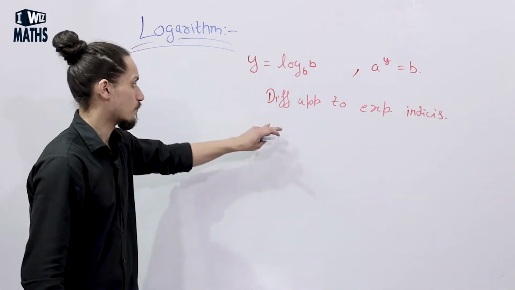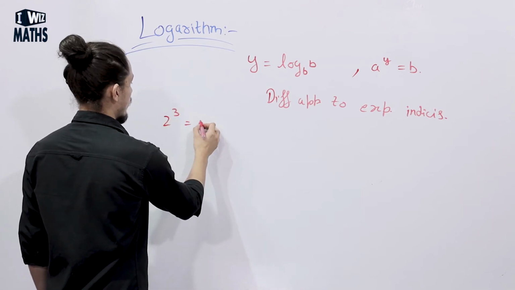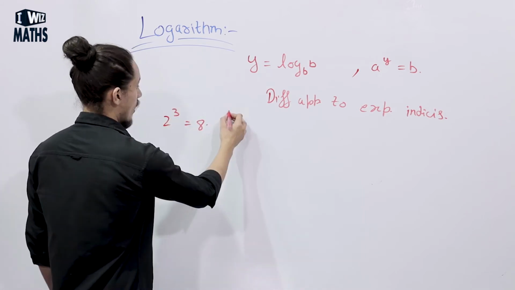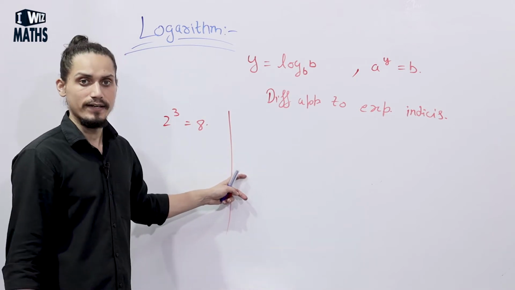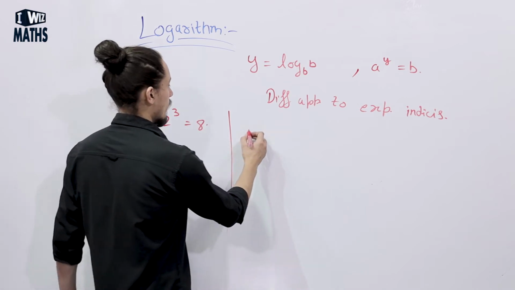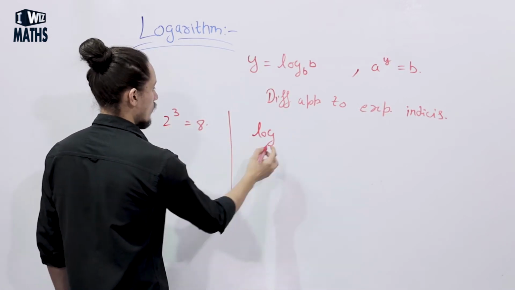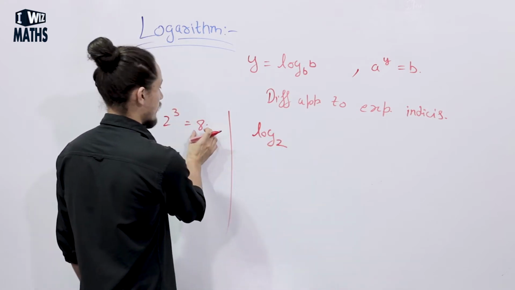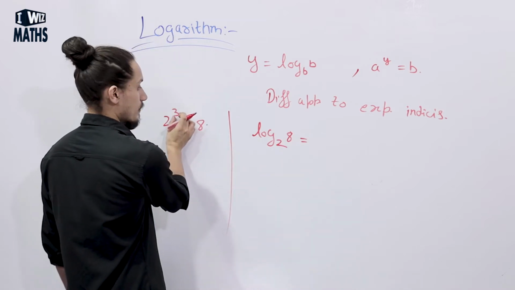For example, suppose we have an exponential function 2 raised to power 3, its value will be equal to 8. How can we write it in logarithmic form? In logarithmic form we will write log to the base a, a is 2 here, its value is 8, 8 is equal to, its power is 3.